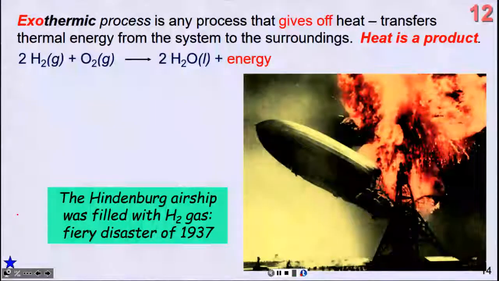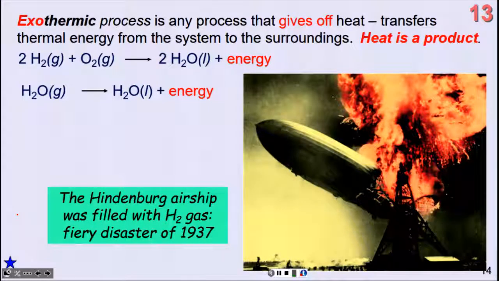and it makes water. And that's exactly what happened on the Hindenburg airship in 1937. It was filled with hydrogen gas. It was very buoyant in air, but a spark resulted in a fiery disaster. It was someplace in New Jersey, as I recall. People died. It was a very noteworthy thing in history, but they've changed the design of airships since, obviously. So releasing energy, that's exothermic.